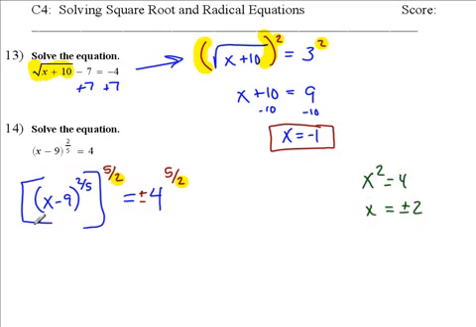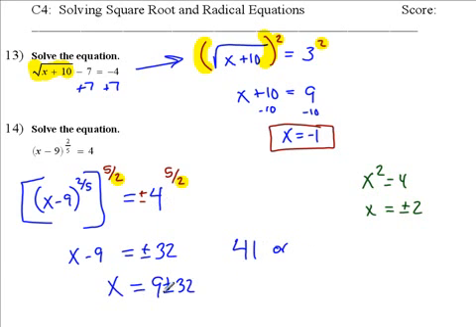So let's go ahead and work this through. I've got x minus 9. That all just goes to 1. Let's see. I've got the square root of 4, which is 2, raised to the 5th power, which is 32. So this is plus or minus 32. So x would equal 9 plus or minus 32. If I take 9 plus 32, I have 41. If I get 9 minus 32, I have negative 23.